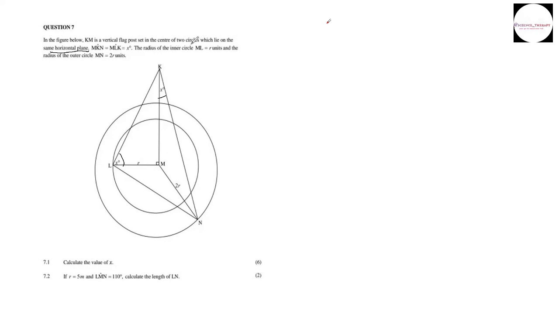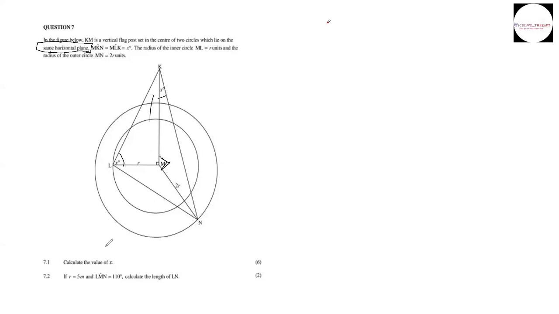Now, I want us to focus on this statement here. KM is a vertical flagpole set in the center of two circles which lie on the same horizontal plane. We are told that they lie in the same horizontal plane, and this here is a flag post, this tells us that we have 90 degrees here, but also MN should be 90 degrees as well, right? Because they will be perpendicular to this flag post. So MN will be perpendicular to KM, and also ML will be perpendicular to KM, right? Then that's the first observation that we have there.